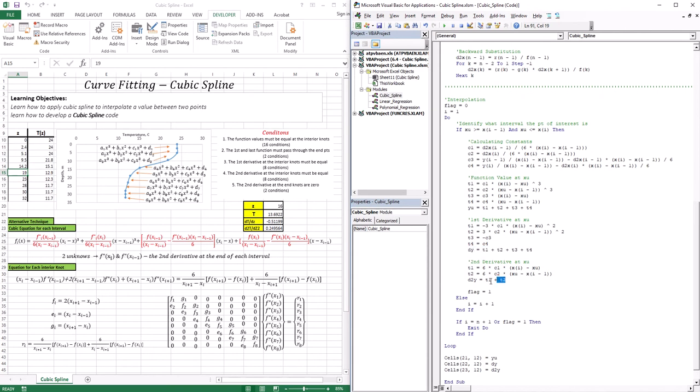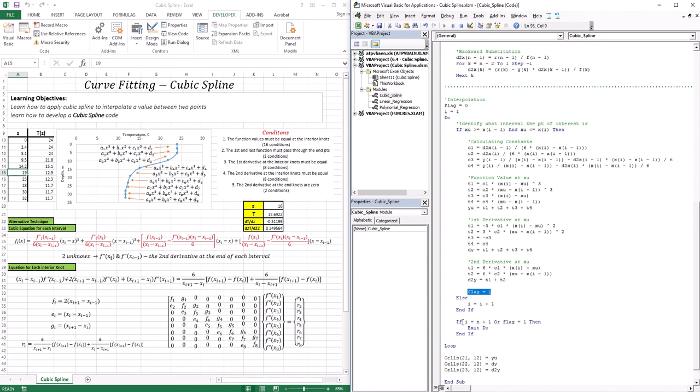And adding both of these evaluated at our point of interest is going to give us our second derivative at that point of interest. Now flag is equal to 1. The reason I have flag equal to 1 is because, say for instance, I found my interval, I went in, I said flag is equal to 1.